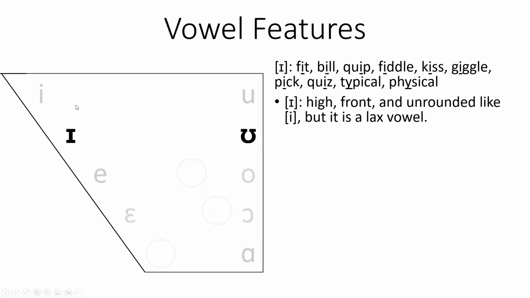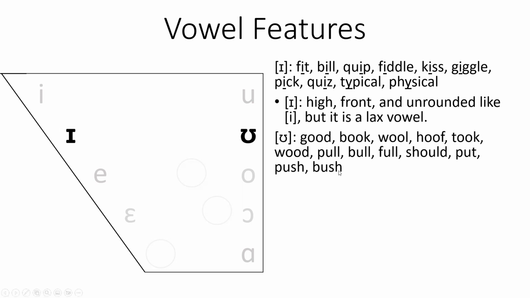It is high and front and unrounded, just like E, but it is lax. So for E, you can open your mouth a little bit. I tell Spanish speakers who have trouble with this sometimes that for an E, they should just be able to fit their fingernail between their teeth. But for I, they should be able to really fit their finger in there, because your mouth is a little bit more open.